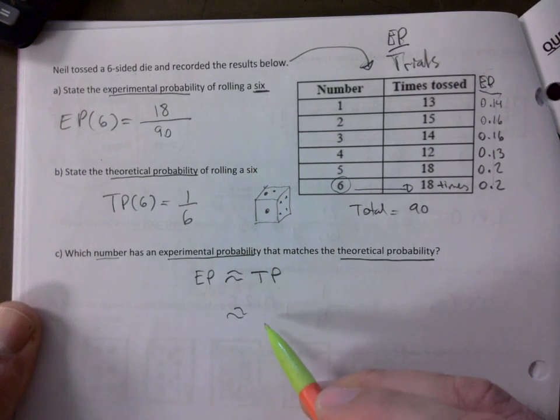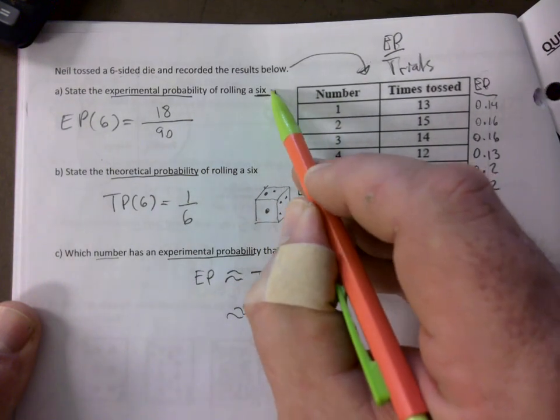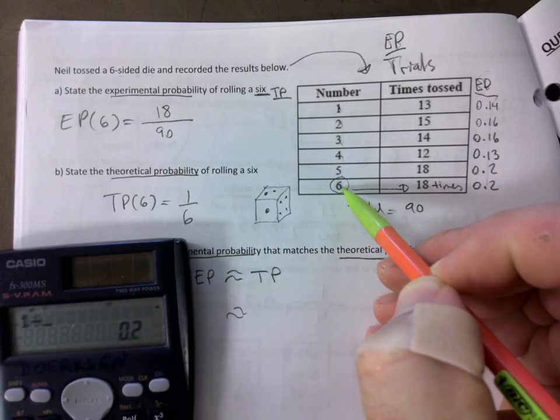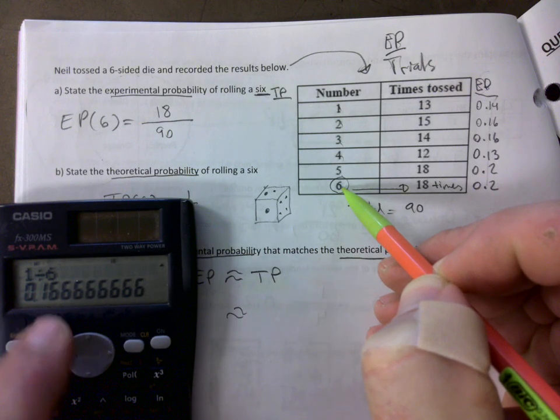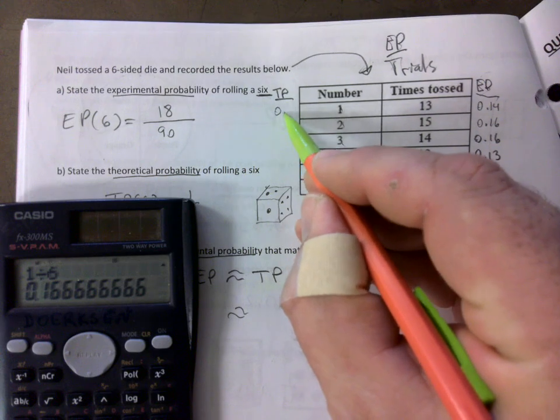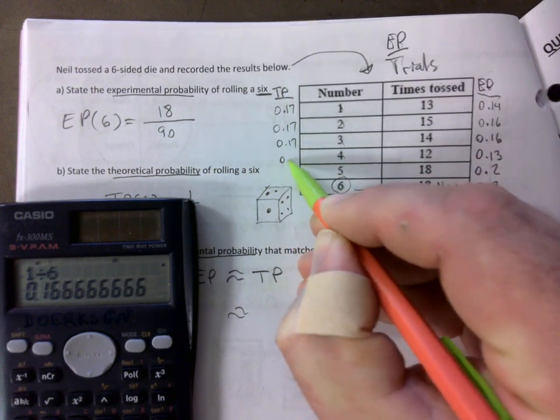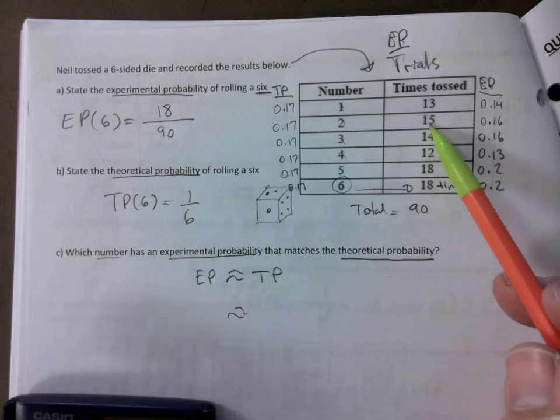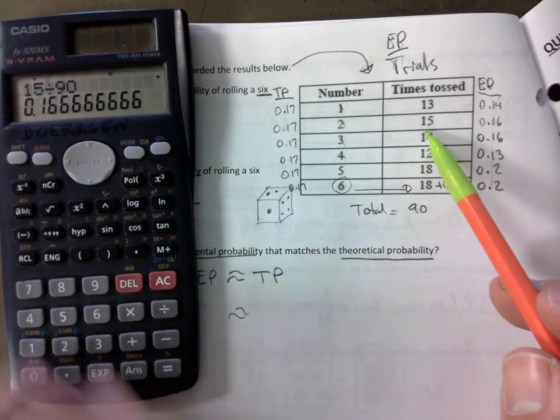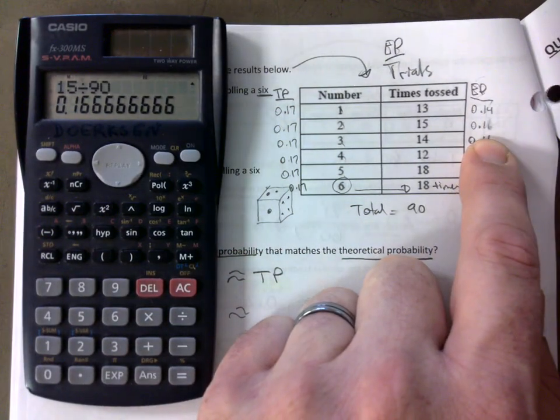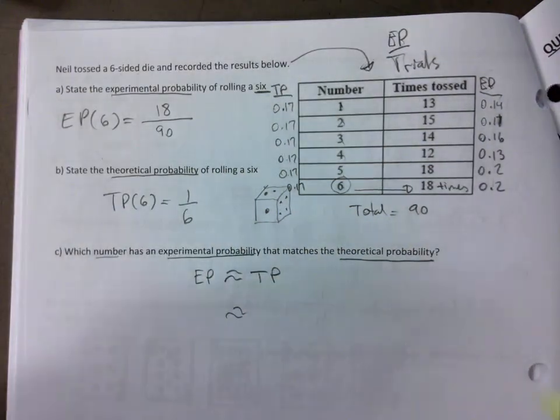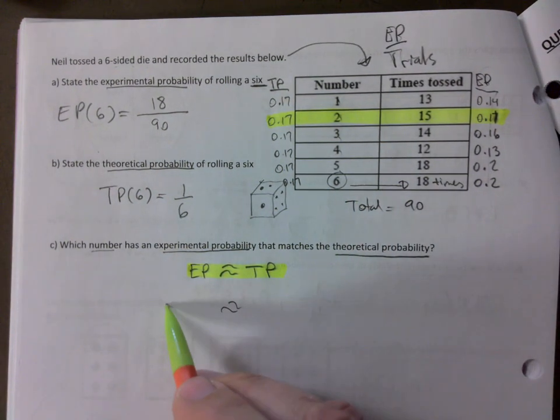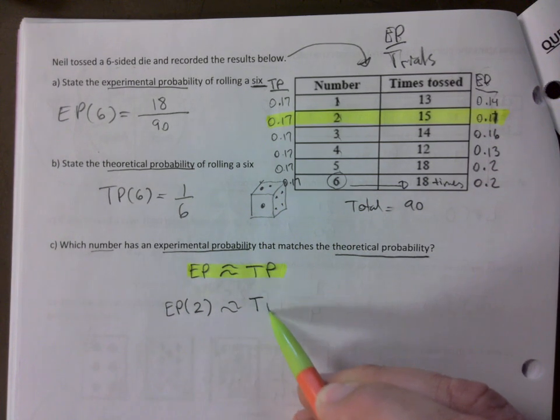The theoretical probability of every single number, write that down here. Theoretical probability of every single number is the same in theory. It's 1 over 6. What's 1 over 6? 0.16 and so forth, 0.17, 0.17, and so forth. It's the same for every number. So the one that matches fairly closely is probably 15. I probably rounded it incorrectly here. 15 divided by 90 should be 0.17, sorry, if it's rounded to 2 decimals. I'm going to highlight that one and just say, in this particular experiment, the experimental probability of rolling a 2 matches the theoretical probability of rolling a 2.